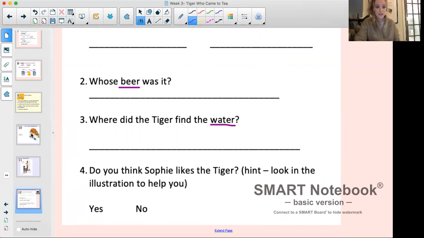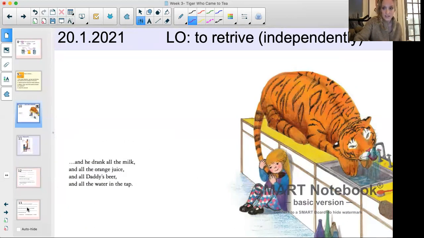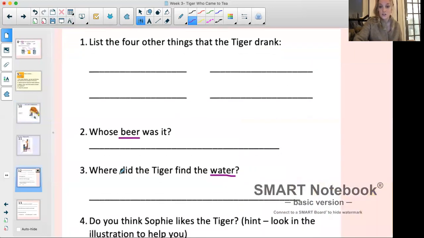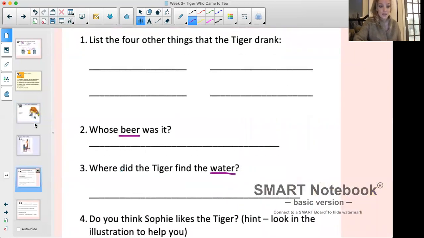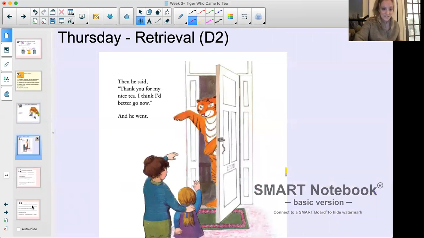Do you think Sophie likes the tiger? So have a look at Sophie in that picture and have a little think. What do you think? There's no wrong answer. You're just trying to use the clues from the story to help you decide. Does she like the tiger? So back to this page, you can pause it if you need to, and then you can go back to the story. So I'm just going to go through the pictures so you can pause them. And that's the second page as well.